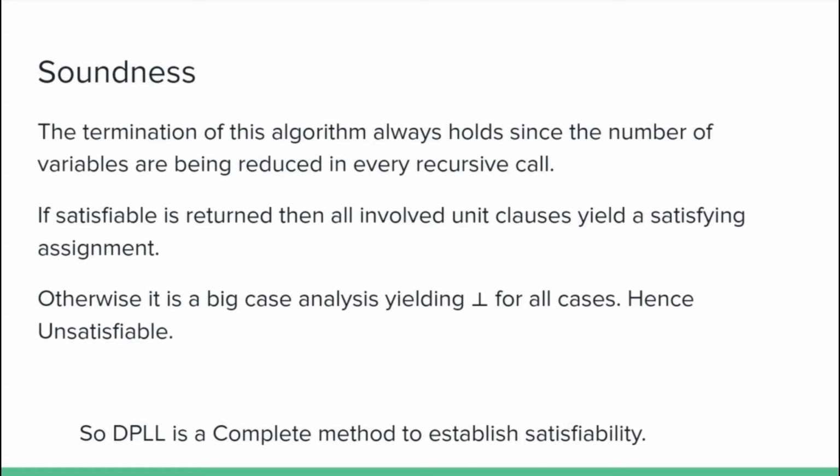If satisfiable is returned by the algorithm, then you can see that all the involved unit clauses yield a satisfying assignment. So then we have proved that a formula is satisfiable. In the remaining case, we consider the algorithm as finding a big case analysis, and if satisfiable is never returned, then it's a big case analysis ending at every case in the empty clause being a contradiction. So we can say that we have split the whole formula in several cases and every case yields a contradiction that has proved the formula is unsatisfiable. So DPLL is a complete method to establish satisfiability.